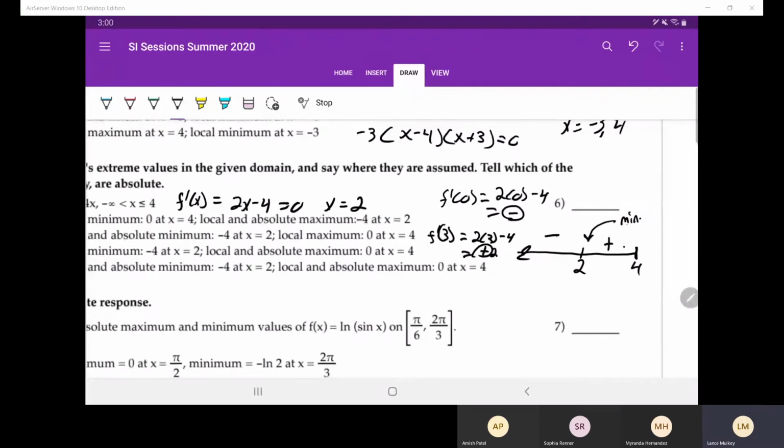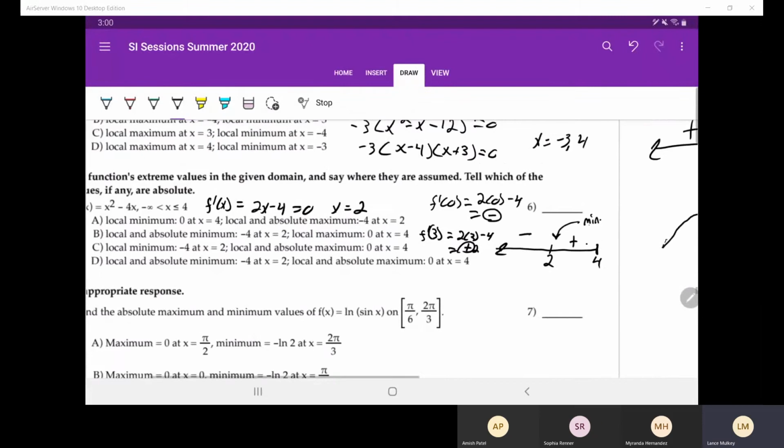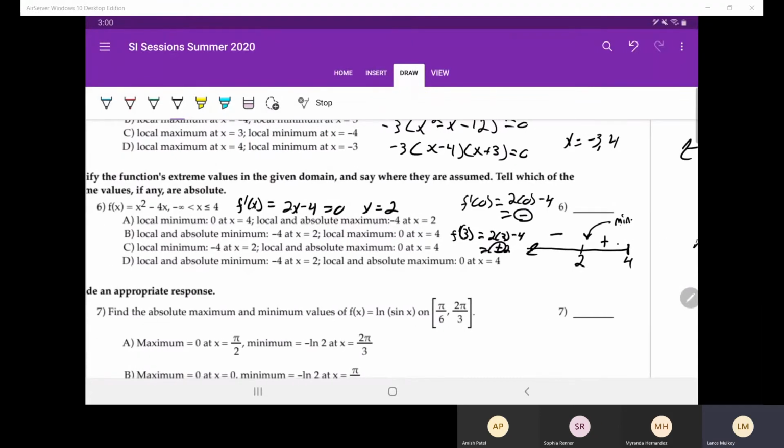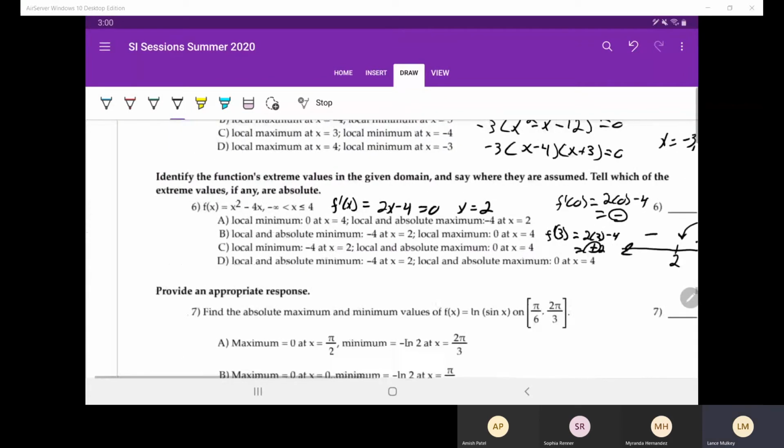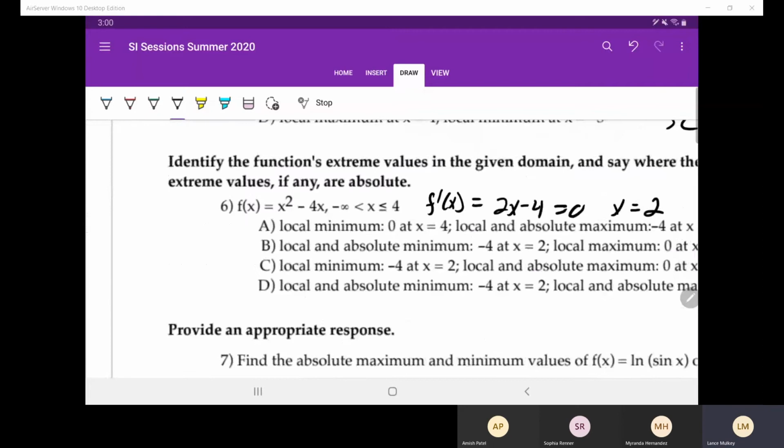Now we have to test the values of everything. Since we have the domain, we have to check everything. We have to plug in every critical point and every endpoint of the domain into the original equation, not the derivative. So f of negative infinity equals infinity squared minus 4 times infinity. So I'm assuming that's approaching negative infinity.